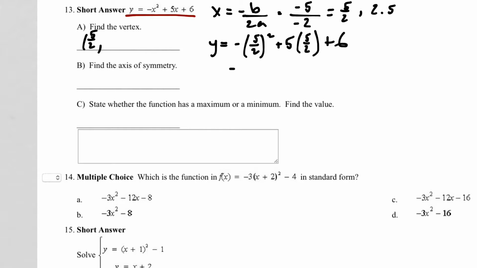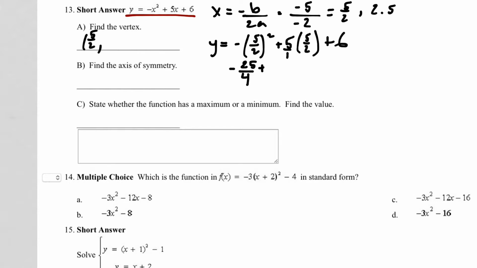5 halves squared is 25 over 4, so negative 25 over 4. Notice that it's still negative. Be careful here. The square here is for the stuff inside the parentheses. The negative is not affected by the square because it's outside. So you square the stuff inside, which is 25 over 4, and then the negative is still there. It doesn't go away. All right, let's keep going.